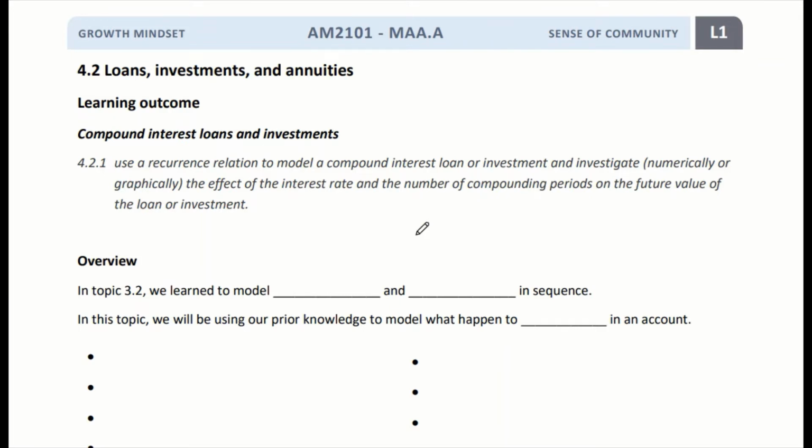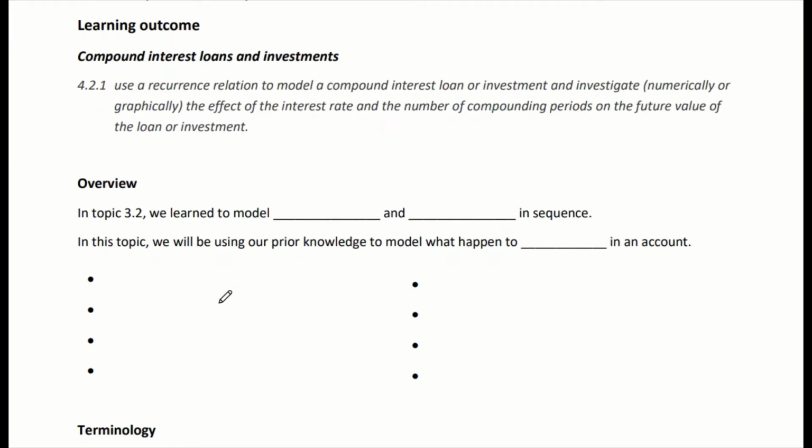Okay, so before we look at today's learning outcome, I would like to do a very quick overview of what we are going to cover under this topic. Similarly, like what we discussed previously, we have topic 3.1 bivariate data, which is correlated to topic 4.1 time series data. For topic 4.2 loans, investment and annuities, it will be correlated to topic 3.2.